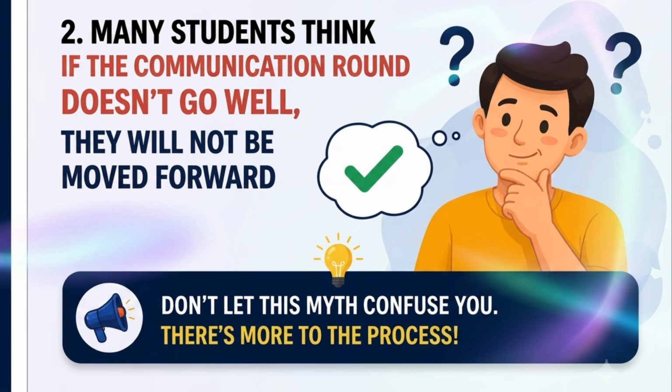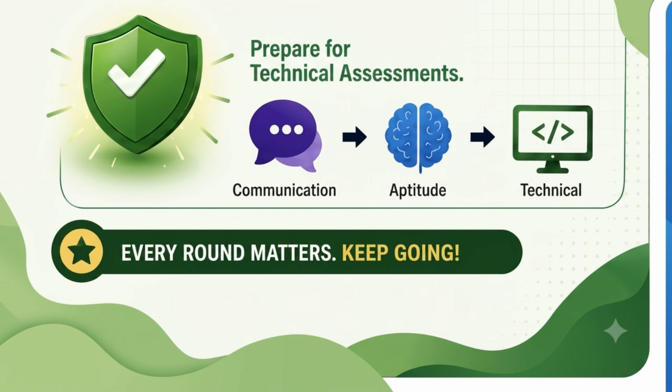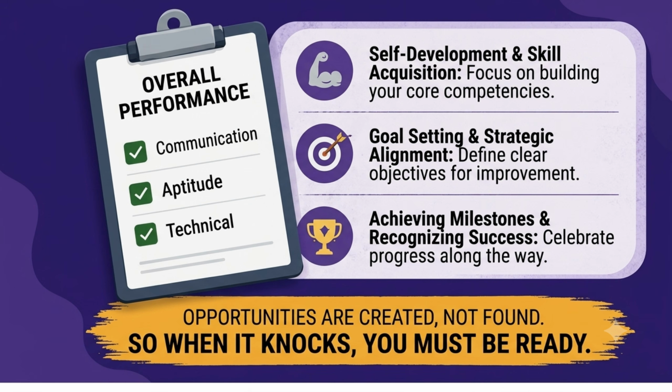Listen to this carefully. Many students actually don't know and get confused. Many students think if the communication round doesn't go well, they will not be moved forward in the remaining hiring process. But if you don't clear the communication assessment, that doesn't mean you are immediately eliminated. You are still allowed to attempt the remaining aptitude and technical assessments, because the interview selection is prepared based on your overall performance across all 3 assessments. So don't panic if one round doesn't go as expected. Give your best in all 3 rounds and hope for the best. Give the test like this may be your last hiring, because opportunities won't come often. So when it comes, use it wisely.